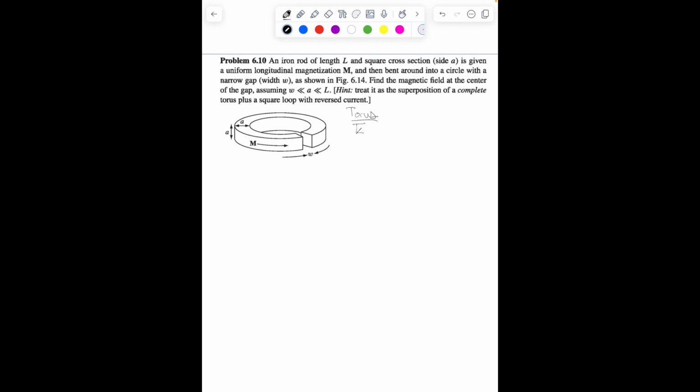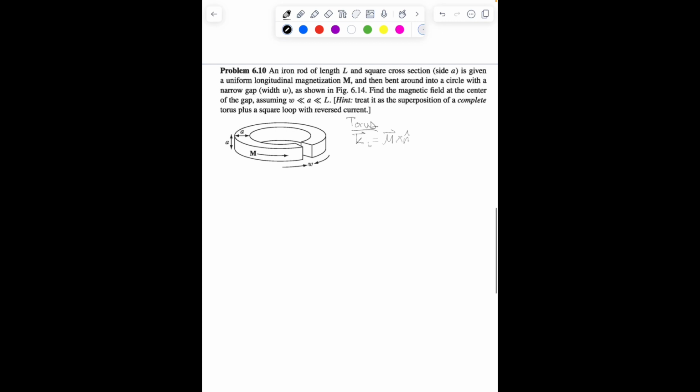So we have the equation K bound equals the magnetization times the n hat vector. But since M is longitudinal and n hat is normal, they're going to be perpendicular to each other. So in the cross product, you're just going to get the magnitude of M. In order to find the magnetic field from this, we're going to be using Ampere's law, with a square Amperian loop going around the torus, where dl is an infinitesimally small length vector along that square. I enclosed is equal to K times L.